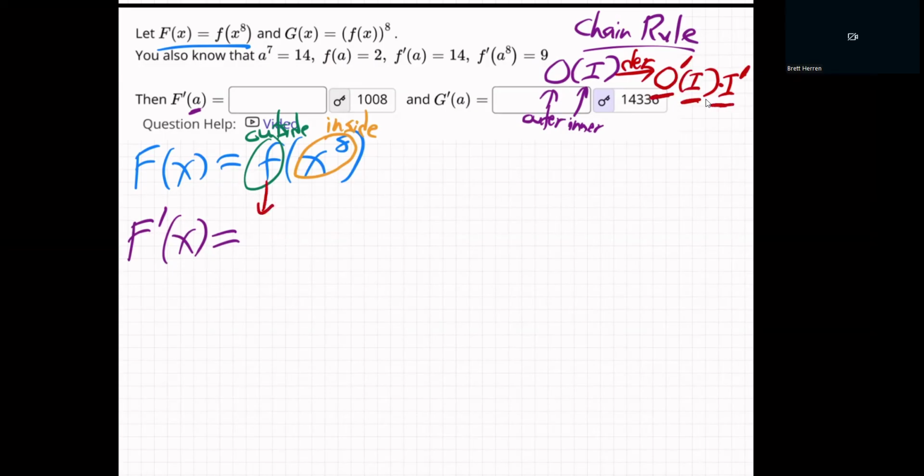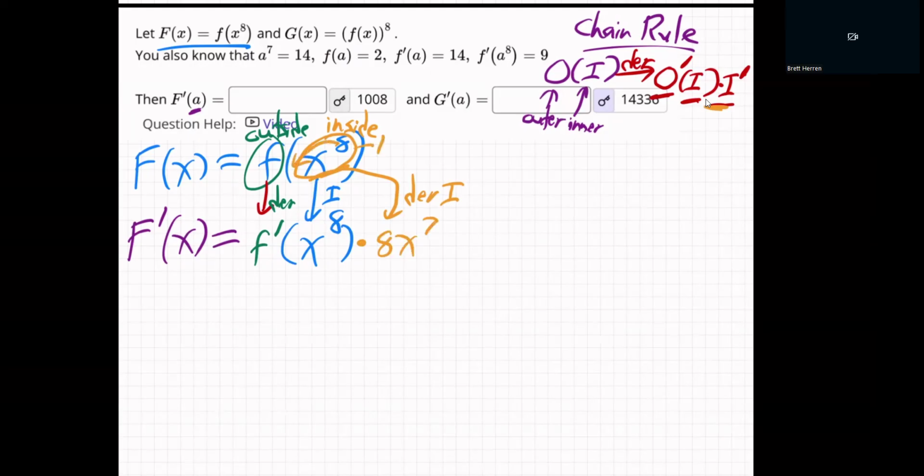Okay, so outside function first is the derivative. So that'll be f prime. Keep the inside unchanged, right? That's the inside. Then times the derivative of the inside, which will be x to the 8th. So that'll be 8x to the 7th, right? You bring down the 8, lower the power by 1.